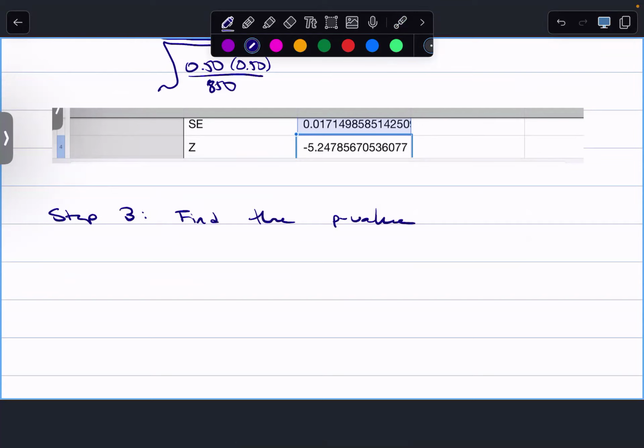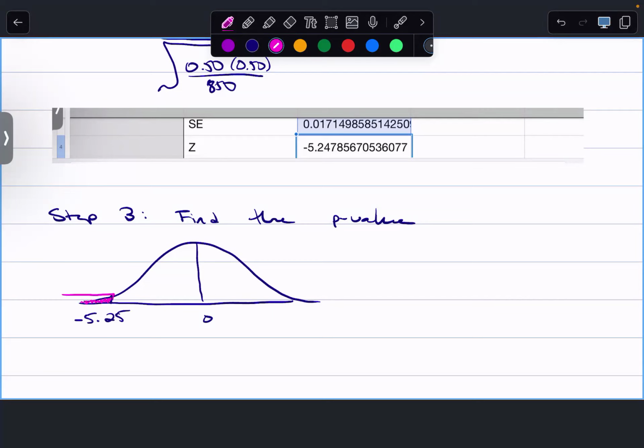And this is where we need to remind ourselves that, okay, Z is centered on 0. So let's draw it out. Right, Z is centered on 0. And we found a Z way down here at roughly negative 5.25. That's just taking our sample proportion and standardizing it onto a curve that's centered on 0 instead, taking into account the standard errors. And so here, what we're going to find is this area in the tail. Right, this is the one-sided p-value.